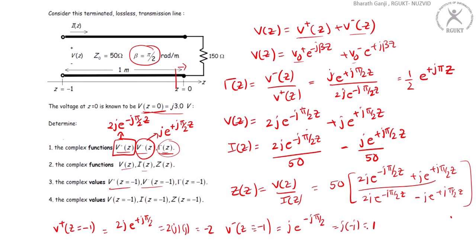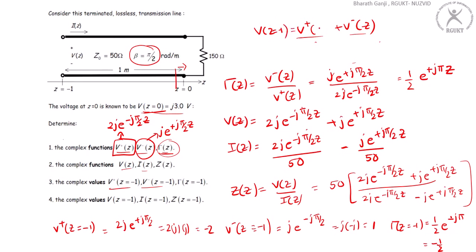If you ask me what is the reflection coefficient at z equal to minus 1, I can put z equal to minus 1 in this equation. You can see it becomes 1 by 2 into e power minus j pi, which is again a minus 1, so you get minus 1 by 2. So I have the values for this also. The next thing is the total voltage at z equal to minus 1. I don't have to find it again, because the total voltage at z equal to minus 1 is the forward voltage plus the backward voltage, which we have already calculated. So it is minus 2 plus 1, so it is 1 volt.